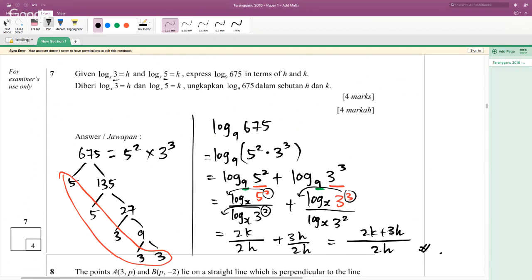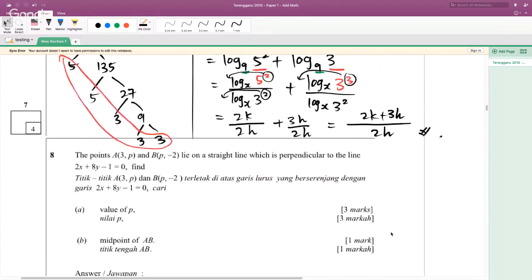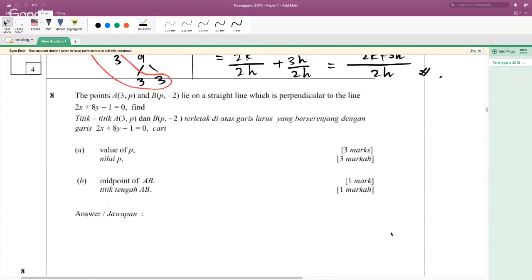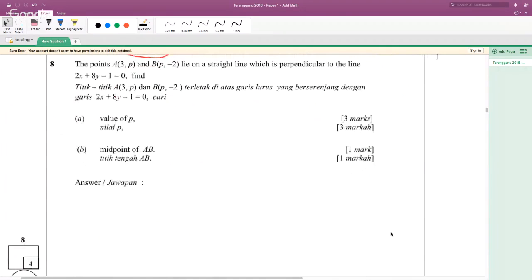This is our question. Actually, it's not too bad. You just need to know what you should change, and after you change, what you will get. Right, so let's move on to number 8. If you have any question, feel free to stop me.